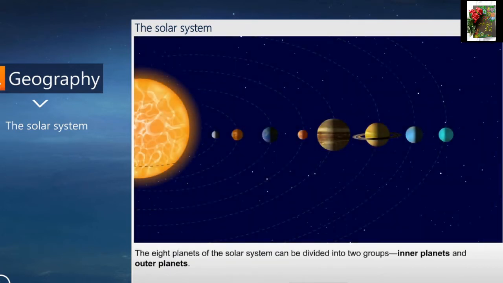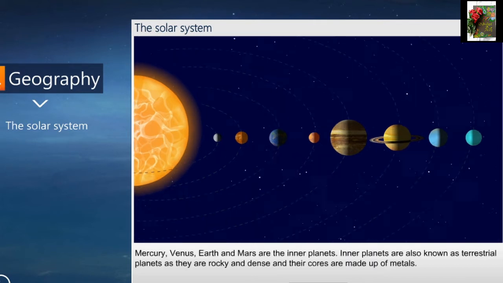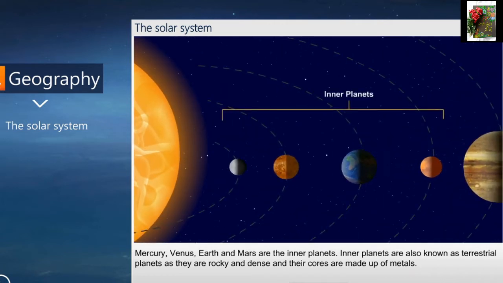The 8 planets of the solar system can be divided into 2 groups, inner planets and outer planets. Mercury, Venus, Earth and Mars are the inner planets. Inner planets are also known as terrestrial planets, as they are rocky and dense, and their cores are made up of metals.